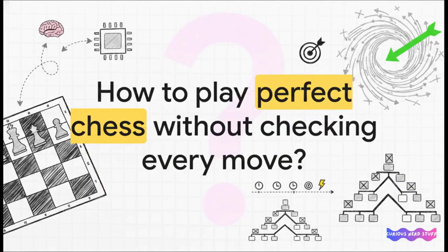Right, so the central question, the big puzzle we need to solve, is this: how do computers play perfect chess without checking every single move? To put this into perspective, a standard game of chess has more possible game variations than there are literal atoms in the observable universe. Just let that sink in for a second. More than the atoms in the universe.